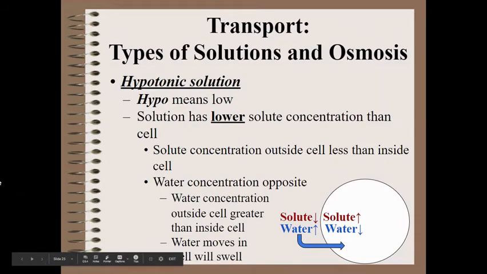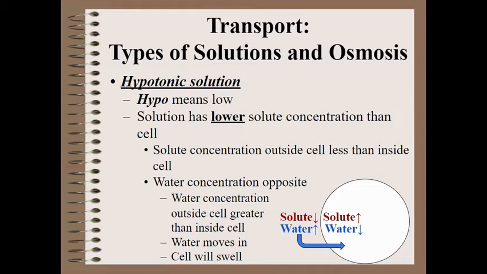And then the final kind of solution is a hypotonic solution. Hypo means low. So this means that a solution has a lower solute concentration than the cell. The solute concentration outside the cell is less than inside. And so since water concentration will be opposite of the solute concentration, the water concentration outside the cell will be greater than inside the cell. Water will move in and the cell will swell.